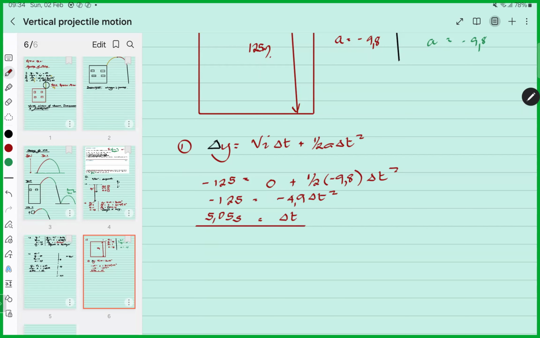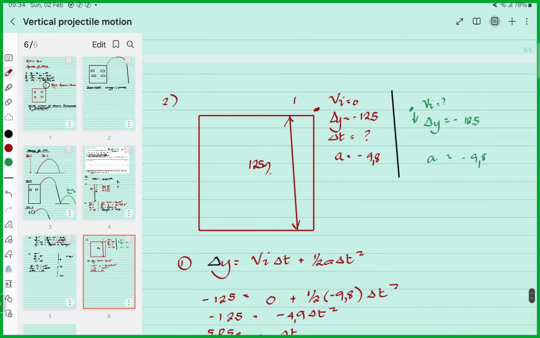Alright, so 5.05 seconds. So if the first stone took 5.05 seconds, and the second stone was thrown 1 second later, the second stone will be 5.05 minus 1, which means it was 4.05 seconds in the air, covering the same displacement, and the only way it could have caught up with the first stone is if you threw it down with an initial velocity. Remember, that initial velocity is going to be a negative value as well.